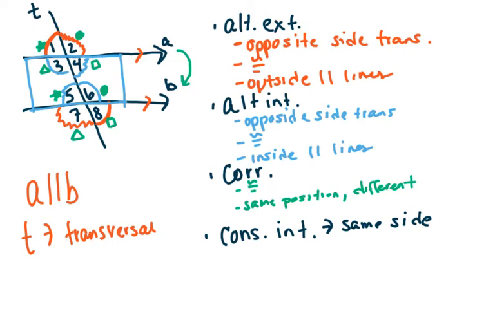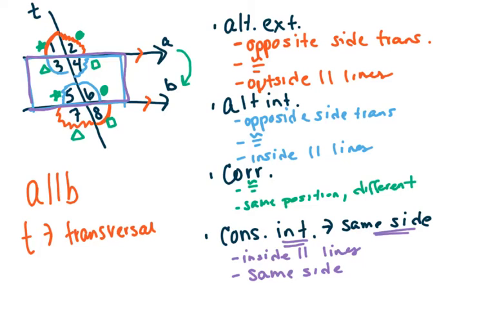Now, consecutive interior angles. Again, it's got that word interior, so it has to be inside the parallel lines. Okay, so inside parallel lines. Now, another thing with them is it's on the same side of the transversal. That's how you also get the name same side. And then the last thing is that they're supplementary. So remember, supplementary is when they add up and equal 180 degrees.